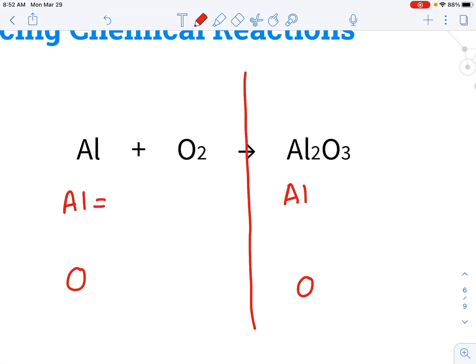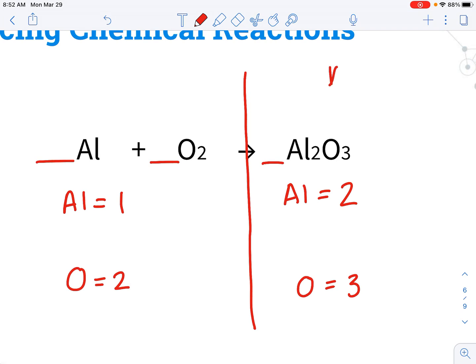I have 1 aluminum on my reactant side, and I've got 2 oxygen atoms on my reactant side. Over here on the product side, I've got 2 aluminums, and I've got 3 oxygen atoms. Clearly a violation of the law of conservation. I've gained aluminum and oxygen somehow, which we know cannot happen. So I'm going to have to go back and put in coefficients to get this balanced.